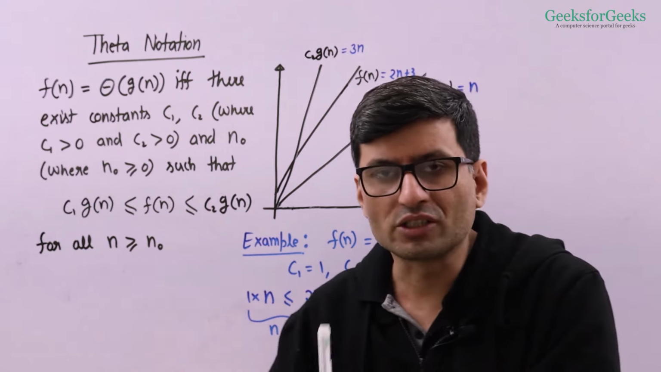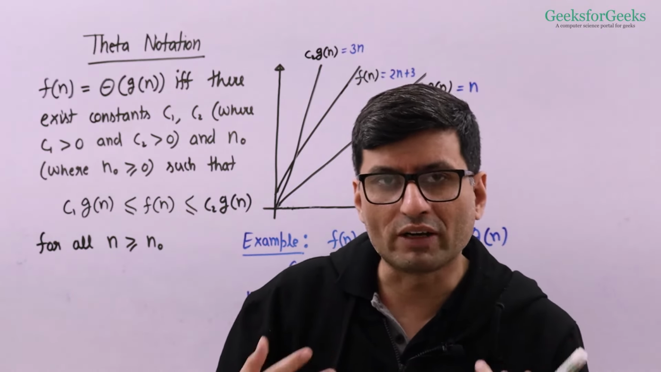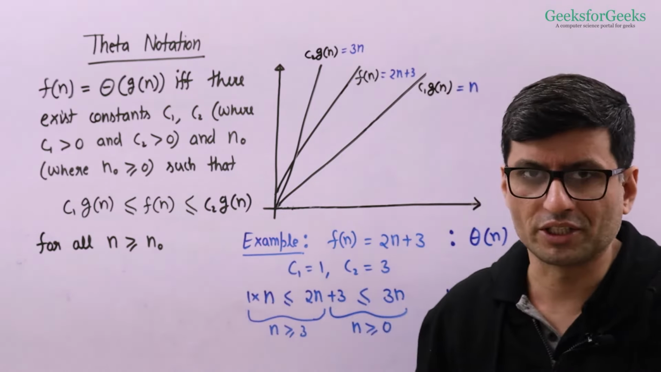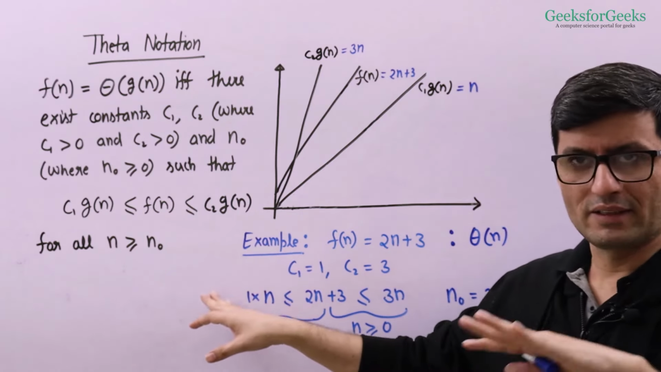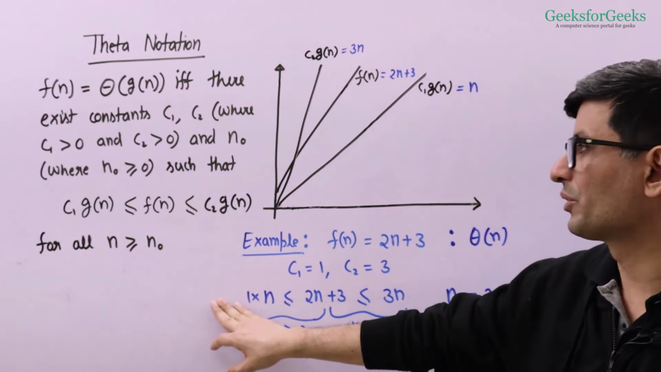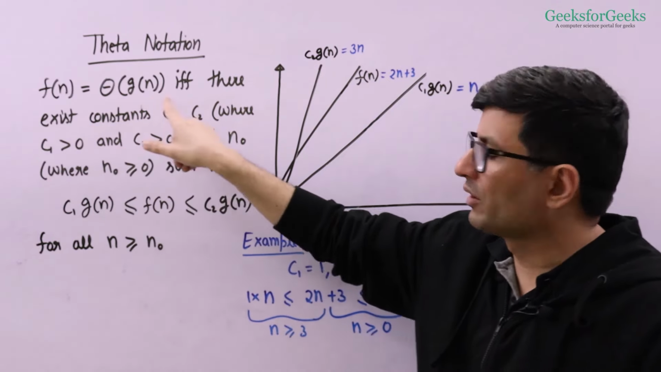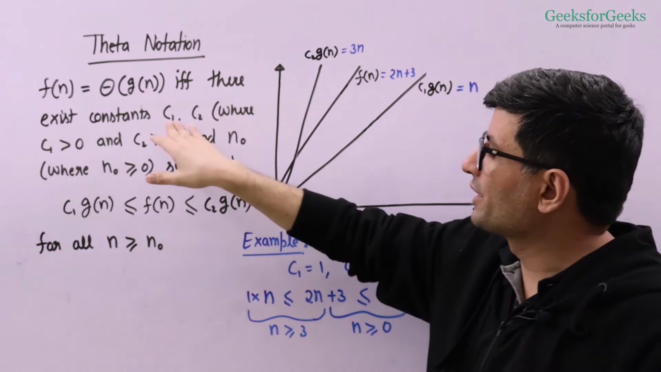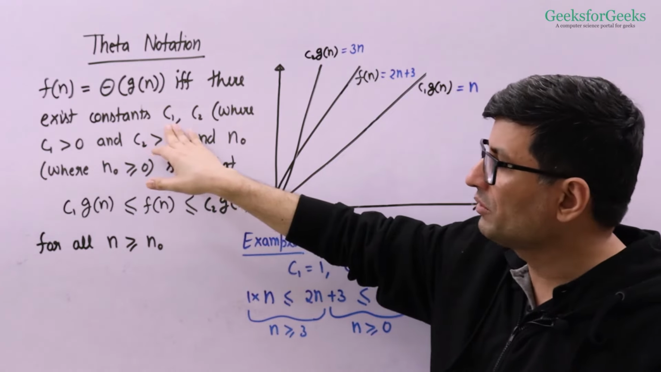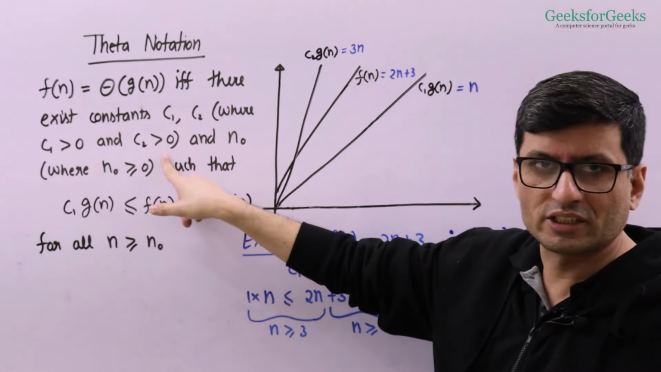Omega notation is used to represent a lower bound. So when you have a lower bound, then you use omega notation. Theta is used when you have exact bound on order of growth. Let's see the mathematical definition. We say Fn is theta of Gn if and only if there exist two constants C1, C2 such that C1 is greater than 0, C2 is greater than 0.